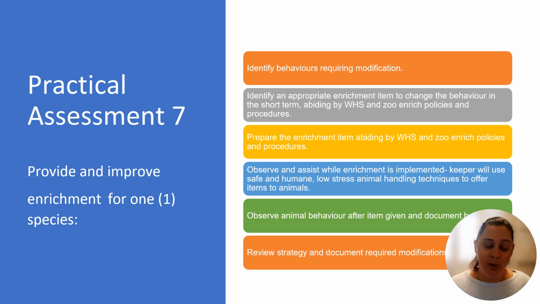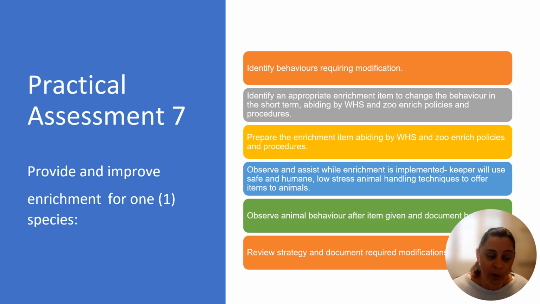Okay, so to put it really simply, identify behaviours. So what do you want your animals to be doing? So how can you make them do that? So maybe promote natural behaviour, and you're going to do that through enrichment, hint, hint. You're going to identify the appropriate enrichment item, but the type of item will already be prearranged for you, but you'll be able to explain why it's appropriate.